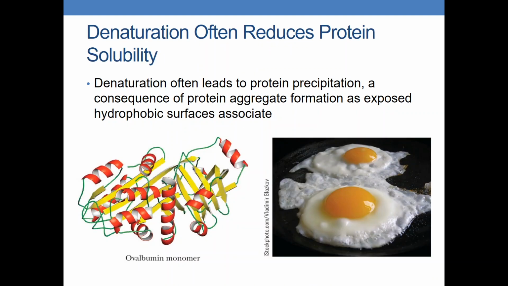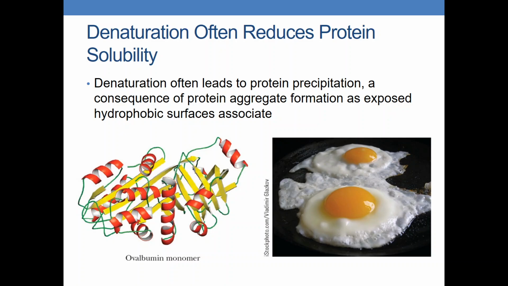An additional thing to consider here is the effect of denaturation on protein solubility. Remember, when a protein is folded into its globular shape, your nonpolar functional groups are buried away from water. The hydrophobic effect is the reason that you would form a structure with a nonpolar interior and a polar exterior.